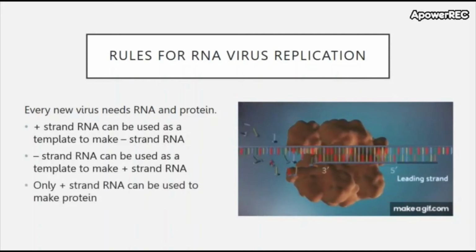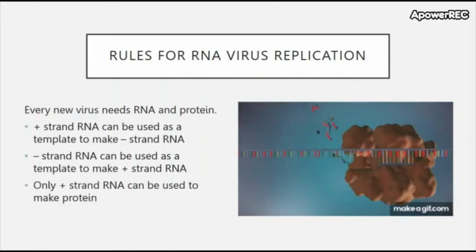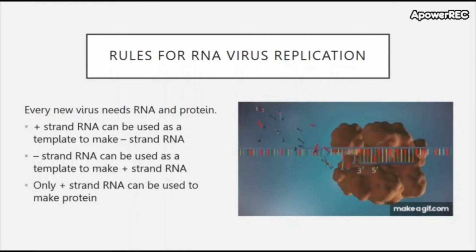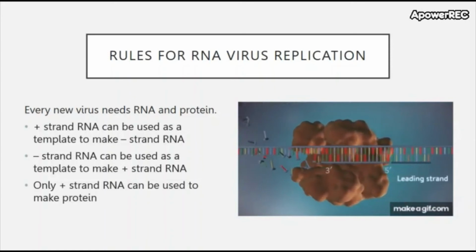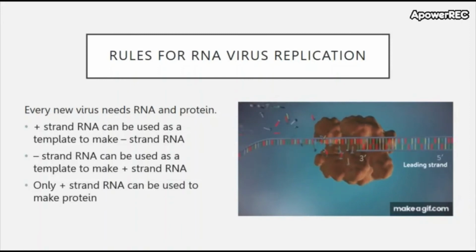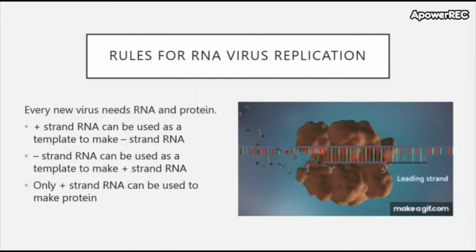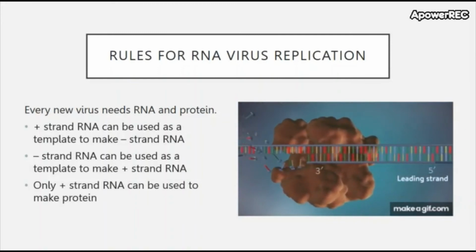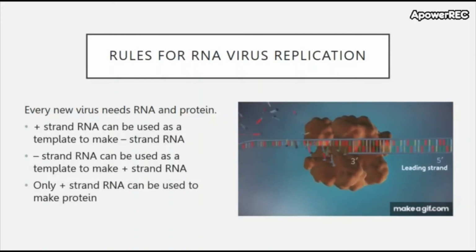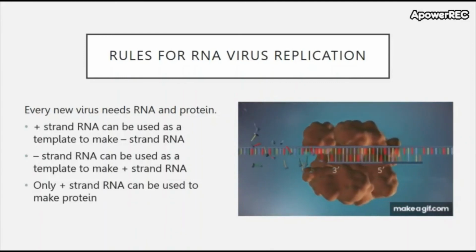However, we need to also understand that only a sense strand of RNA, essentially the coding strand of RNA, can be used to make proteins. So for positive strand, single-stranded RNA viruses, they can use that directly for making proteins, for translating. But for antisense single-stranded RNA viruses, they have to make a positive strand or a sense strand in order to do any translation. This figure kind of depicts just that.